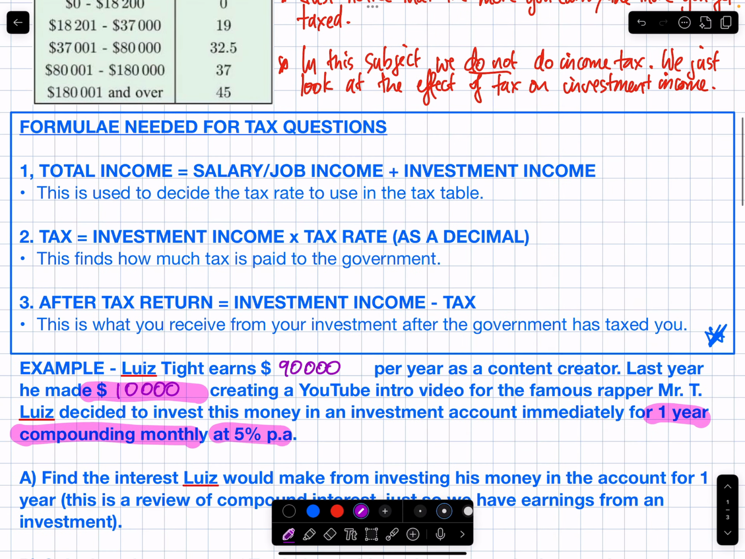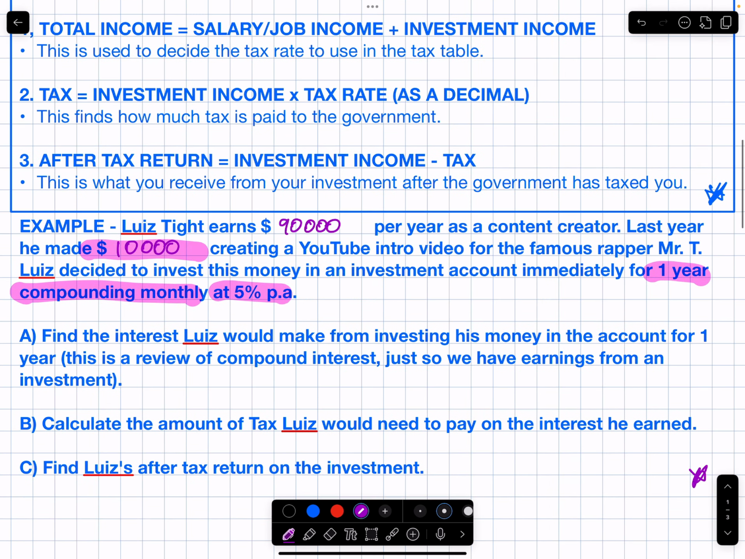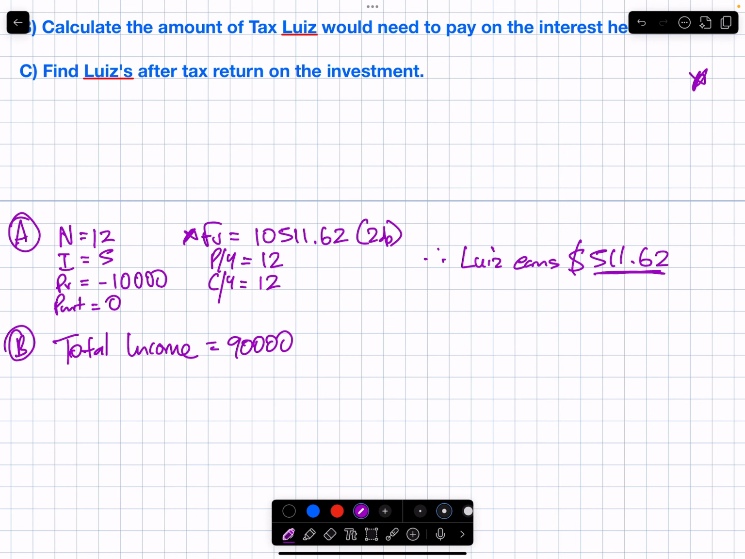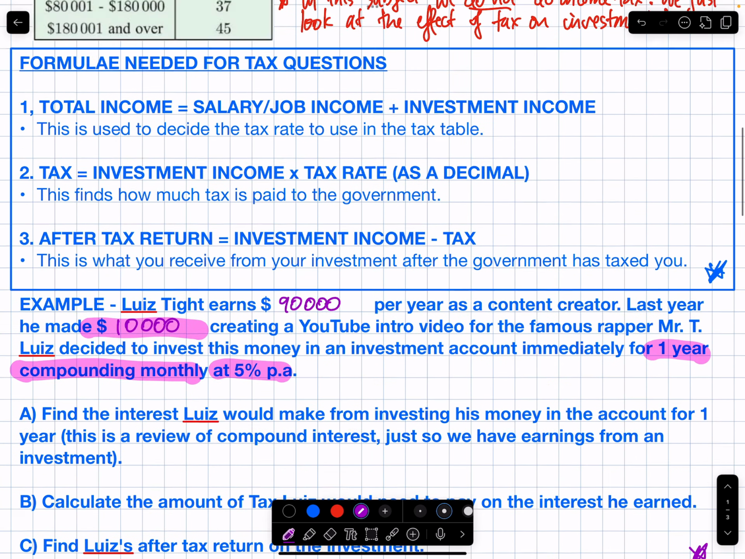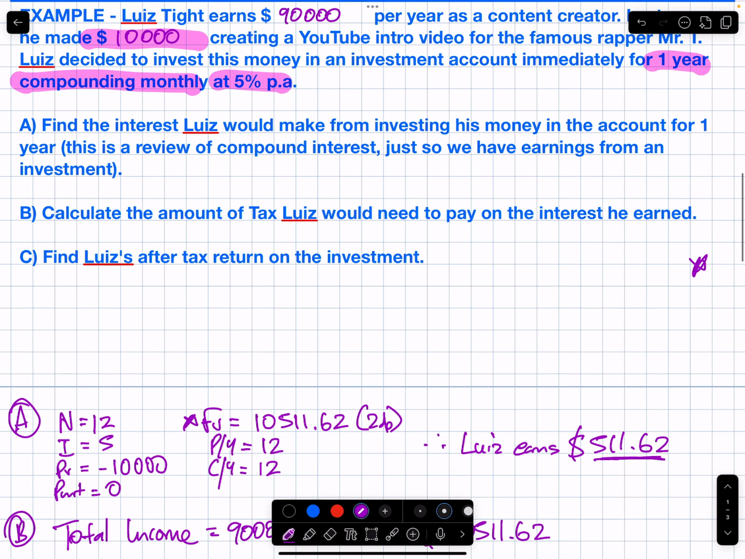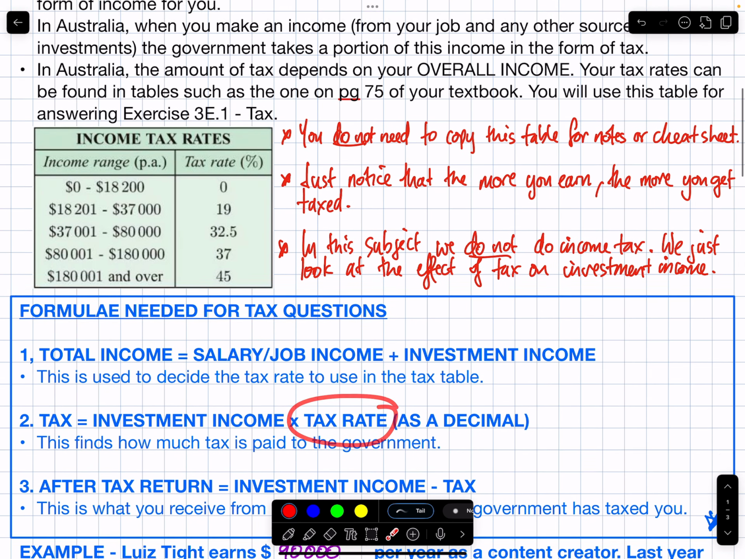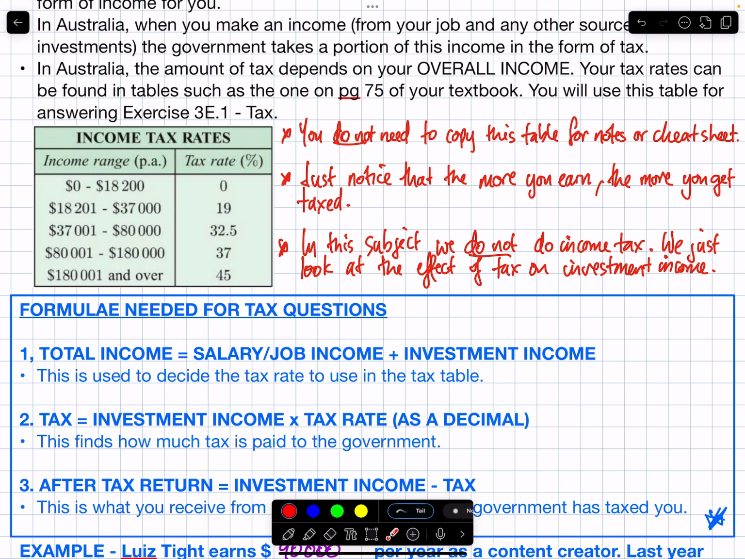So we need to use the first formula: total income is equal to your job income, which is 90 grand, plus any income from investments. He made $511.62, so that's going to be $90,511.62. How does that help us? Because now we can work out tax, because we know what tax rate is going to be, because we know his total income. So his total income is $90,511. So it's going to sit here.